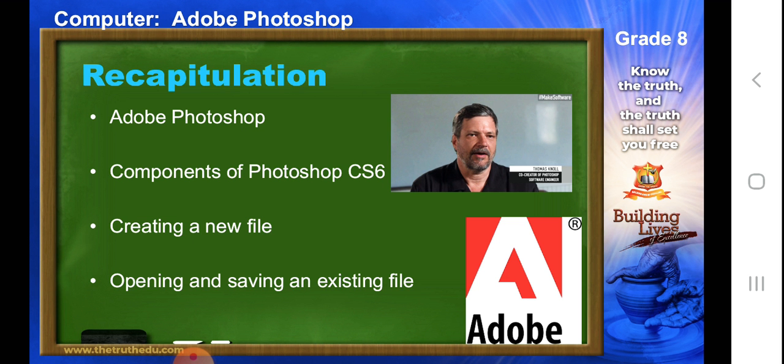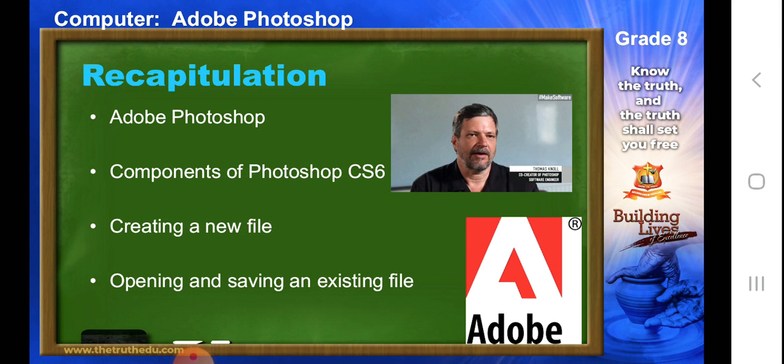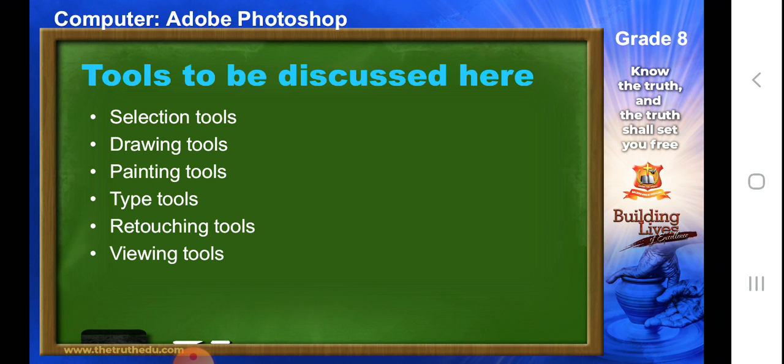Then we learned about the components of Photoshop CS6, and how to create a new file, and open and save a file. In components, we learned about the menu bar, the option bar, the workspace, which is the main stage or the work area or the image window or the document window where we carry out all the work. And then we spoke about the tools panel, which is the most important toolbox, used to carry out any editing work on the image or a photo.